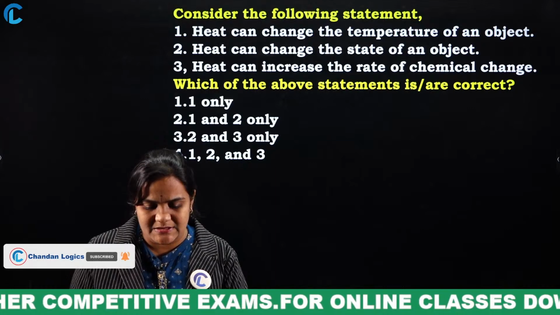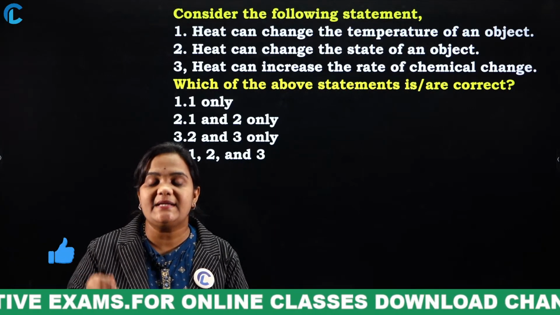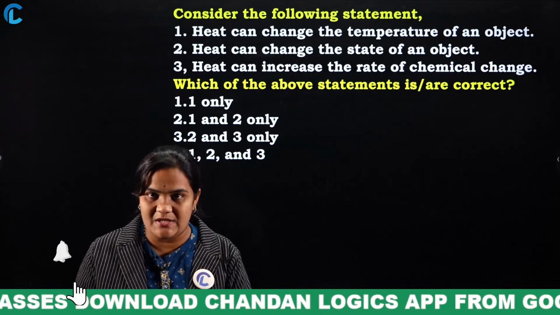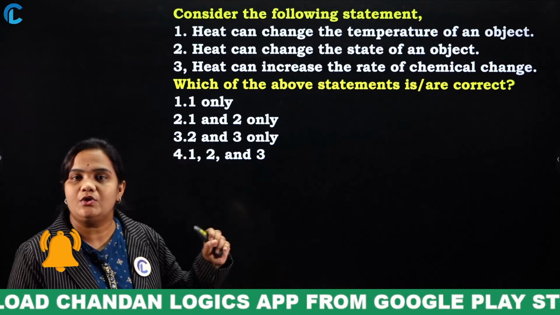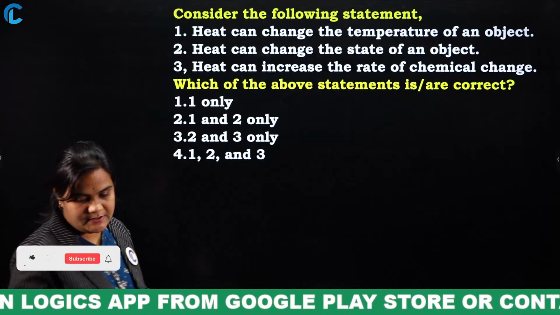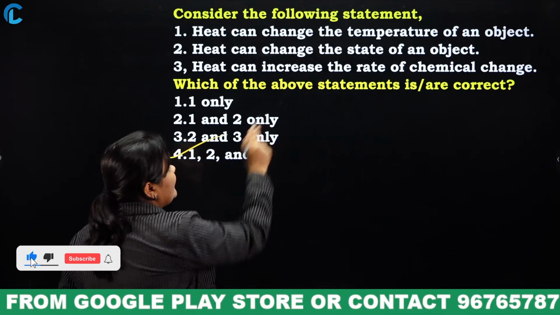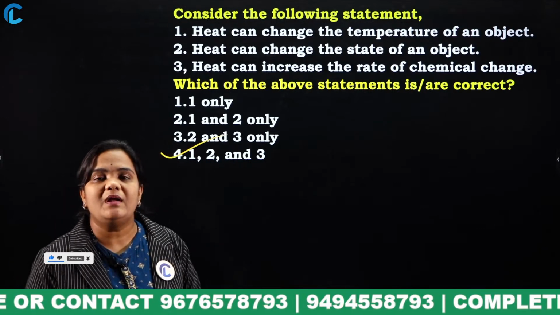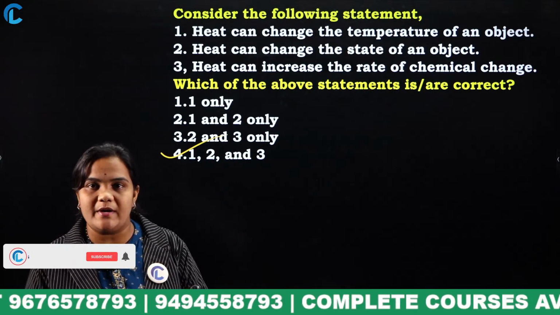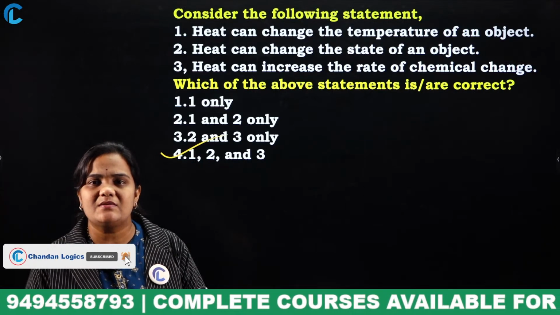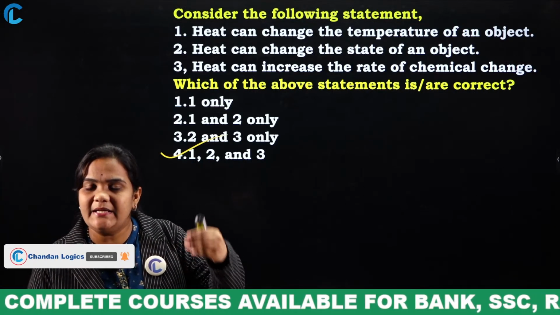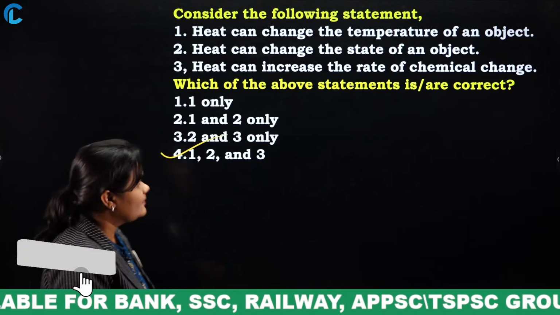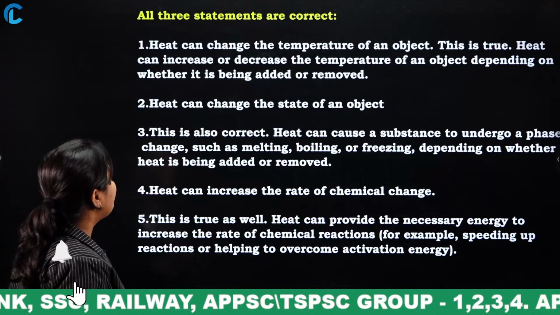What is statement 3 saying? Heat can increase the rate of chemical change. Yes, heat can increase the rate of chemical change. So option 1, 2, 3 are correct. For example, take sodium chloride. You burn it. What happens? As the heat increases, its chemical change also increases. All 3 statements are correct.